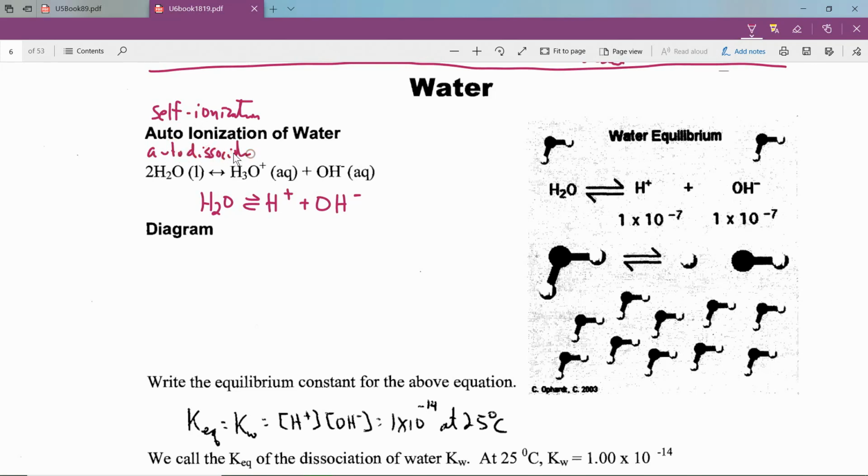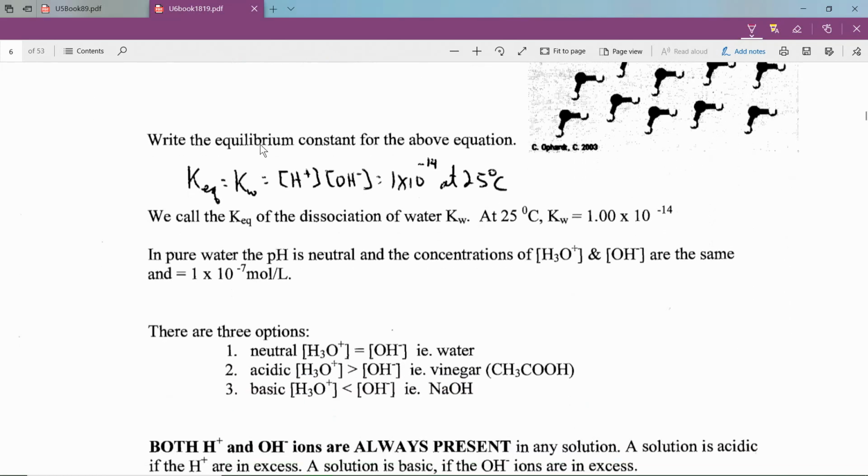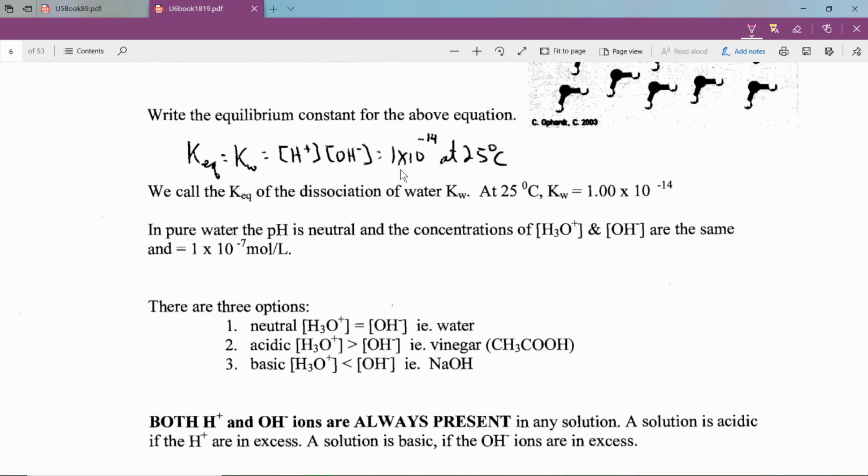So the water breaks apart into H plus and OH minus. And my Keq for the expression is equal to Kw. So it's called the water ionization constant, and it is always 10 to the minus 14 at 25 degrees Celsius. And it is the product of H plus times OH minus. You don't divide by H2O, right? Because that's just a pure liquid. So we call Keq the dissociation of water, and at 25 degrees Celsius, Kw is 1 times 10 to the minus 14. So in pure water, the pH is neutral. pH is 7, as we're going to learn in our next lecture. So the concentrations of H3O plus and OH minus are both the same, and therefore they're the square root of 10 to the minus 14, which is 10 to the minus 7.